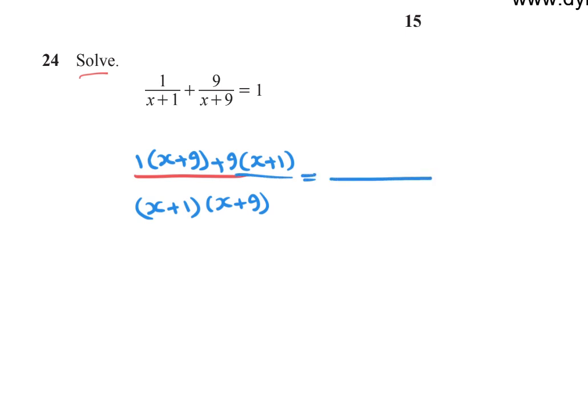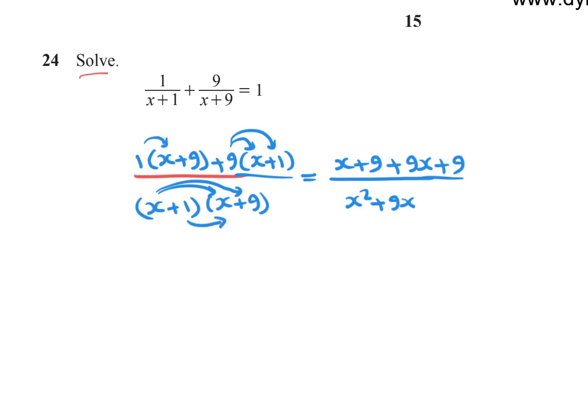Now simplify this fraction. 1 times x equals x, plus 9. 9 times x equals 9x. 9 times 1 equals 9. So 9x plus 9. And we can multiply the denominator. x times x equals x squared. x times 9, 9x. 1 times x equals 1x, or x. 1 times 9 equals 9. We can simplify more. For the numerator, we have x plus 9x, which is 10x. And 9 plus 9, 18.